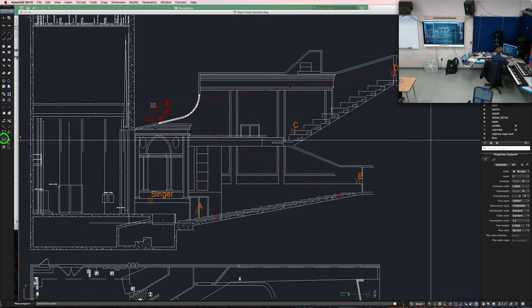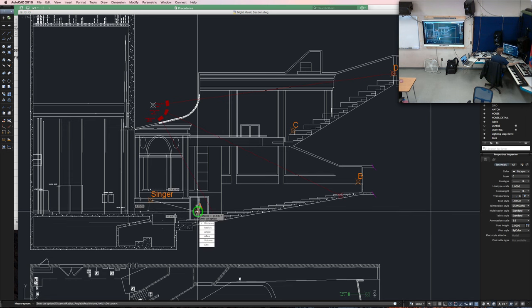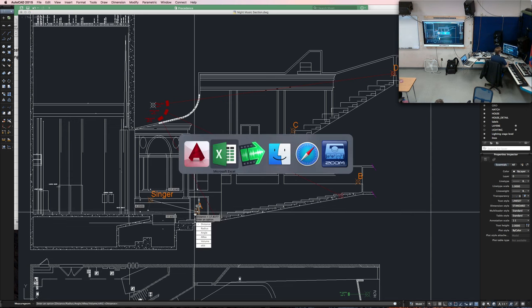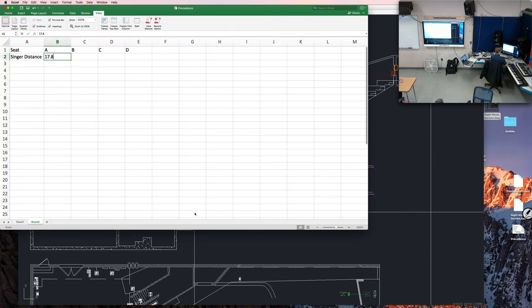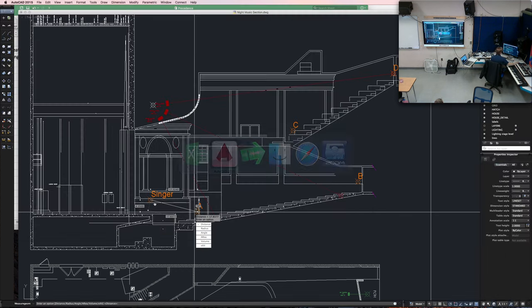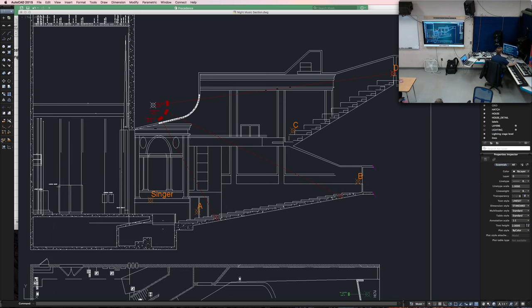So I just want to know, what is the distance from the singer to the front row? 17.8377 feet, right? So I've already scaled my CAD file to be decimal feet, just like we did with Laura. Okay, so now what is the singer distance to the back row? 76.6187.